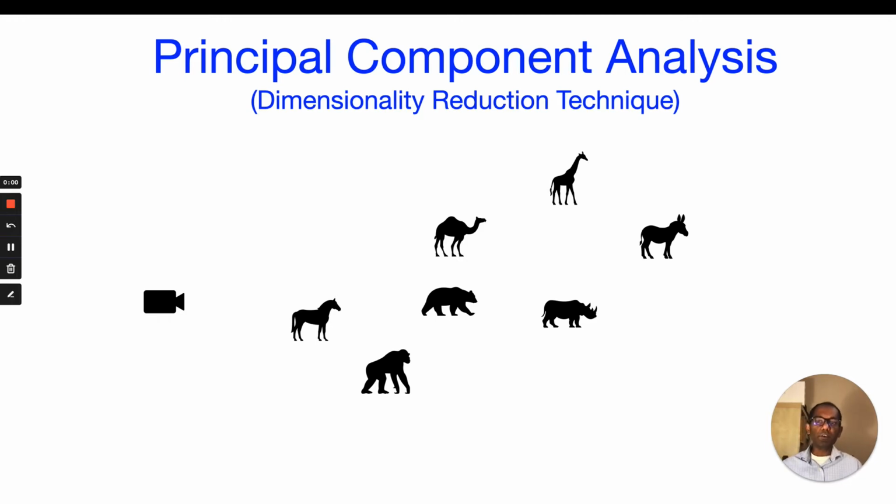Today I'm looking forward to discuss principal component analysis, which is a great dimensionality reduction technique. Say I go to a zoo and I want to take a picture of these animals. And of course I cannot ask them to stand in a line.